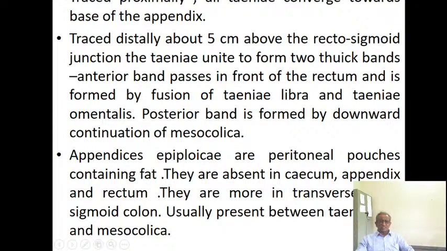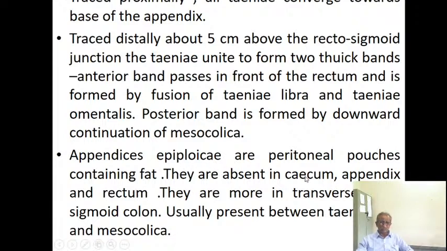Traced proximally, all tinea converge towards the base of the appendix. Traced distally, about 5 cm above the rectosigmoid junction, the tinea unite to form two thick bands. The anterior band passes in front of the rectum and is formed by the fusion of tinea libera and tinea omentalis, whereas the posterior band is formed by the downward continuation of the tinea mesocolica.